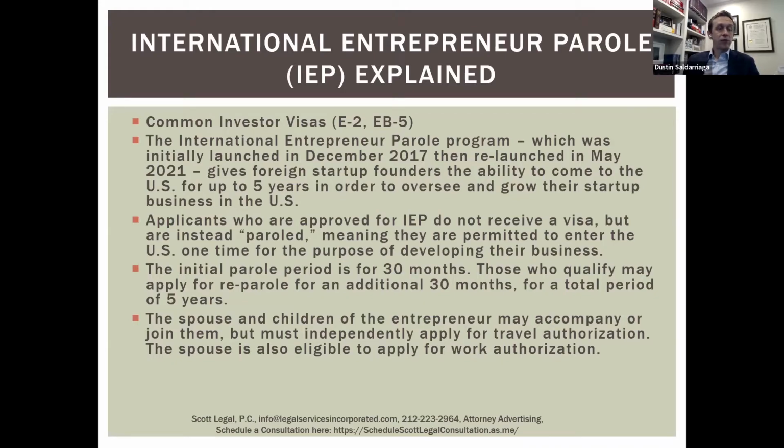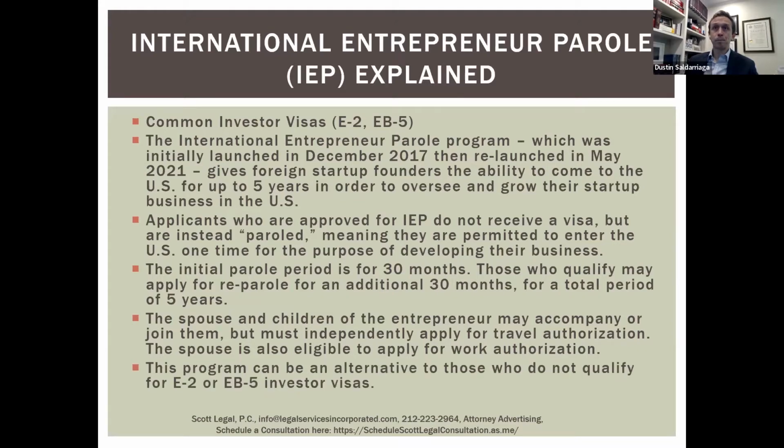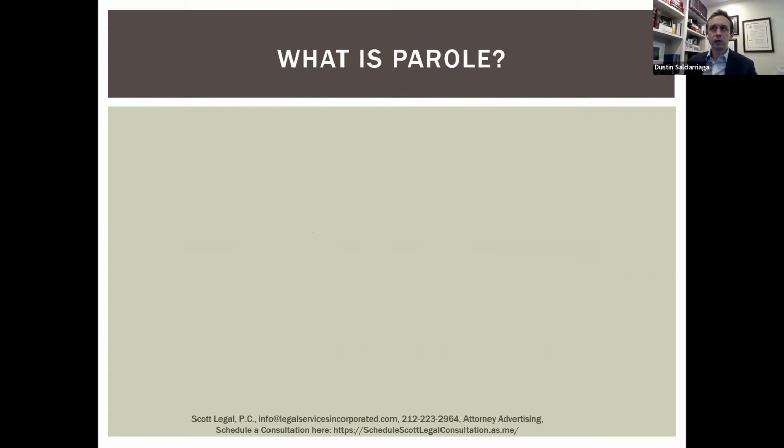Now, the spouse and children of the entrepreneur who receives International Entrepreneur Parole can accompany the entrepreneur or join them afterward, but they have to independently apply for travel authorization. And we'll talk a little more about what that means a bit later. And the spouse, once they're in the US, they can apply for work authorization by filing a Form I-765. And finally, as I mentioned before, the program can be an alternative to those other programs, for those individuals who don't qualify for an E2 or an EB-5 visa. We talked a bit about why that is earlier.